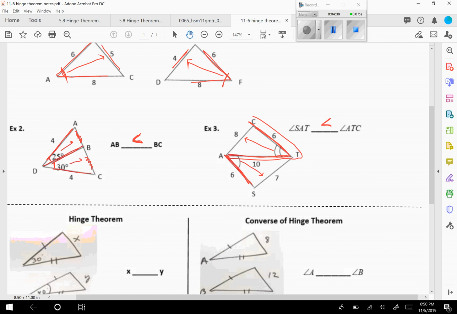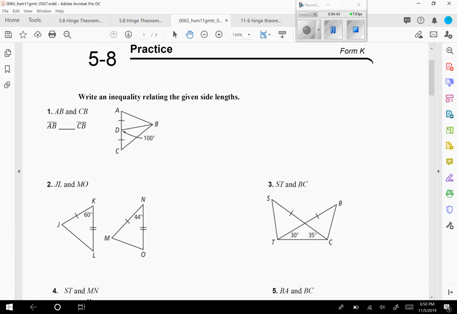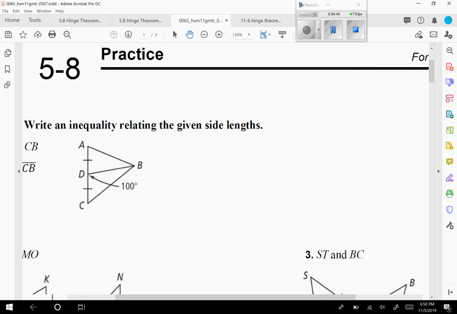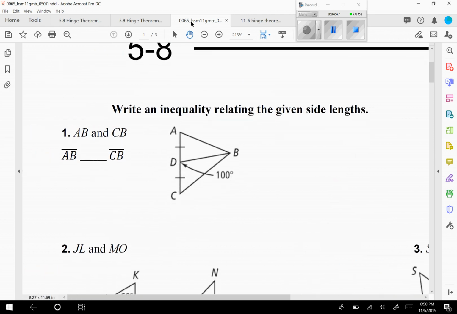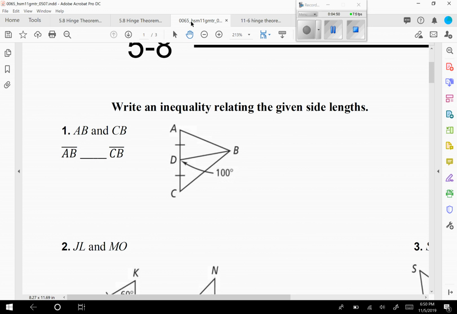So I want to go look at the assignment really quick. All right, the first one, number 1, it says compare AB and CB. So we're having to compare this side versus this side here. Important thing to note right here, this is a 100-degree angle, so you have to figure out this one right here.